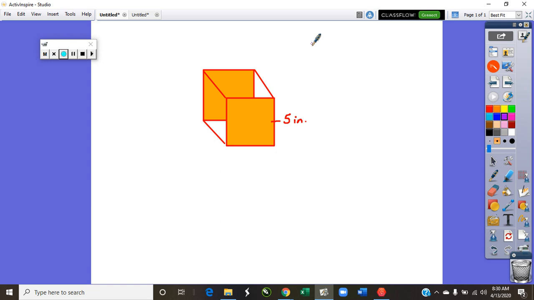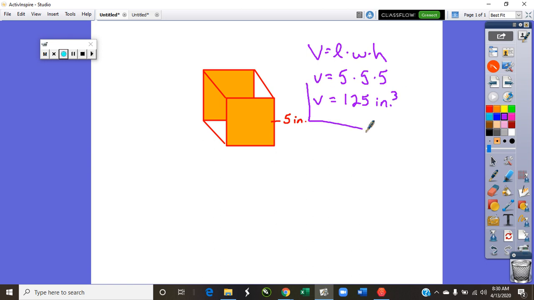Okay, so the first thing we should have done here was write the formula, length times width times height, and my length is 5, my width is 5, and my height is 5. Well, 5 times 5 is 25 times 5, so that would be 125 inches cubed. If you got this, you did that one correctly.